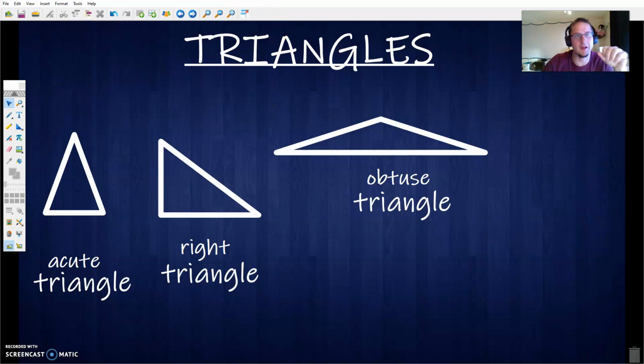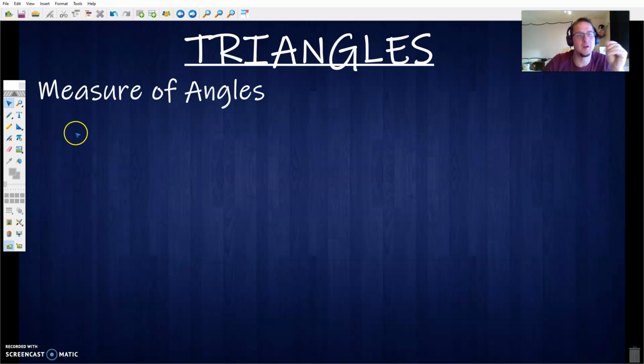There are more that you'll learn about later in life, but as far as we're concerned right now, acute, right, and obtuse triangles, all named based on those angles. If there's a square angle, then it's right. If there is even one, and there will only be one, we'll talk about that in a minute, but if there's one big angle, then it's obtuse. And if they're all less than that 90 degrees, then it's an acute triangle.